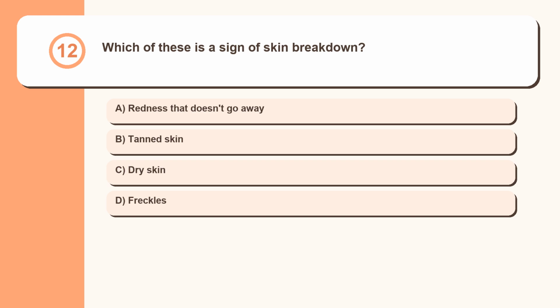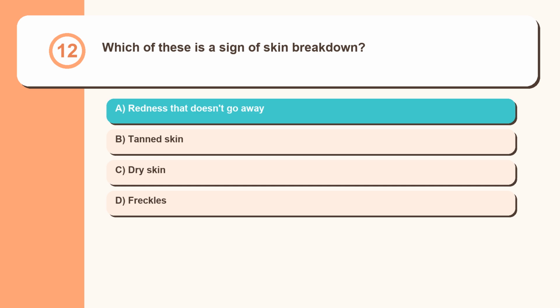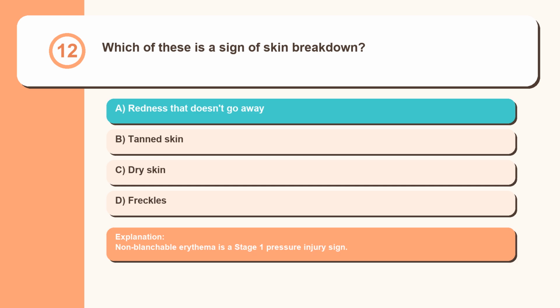Question 12. Which of these is a sign of skin breakdown? Redness that doesn't go away, tan skin, dry skin, freckles. Answer: Non-blanchable erythema is a stage 1 pressure injury sign.